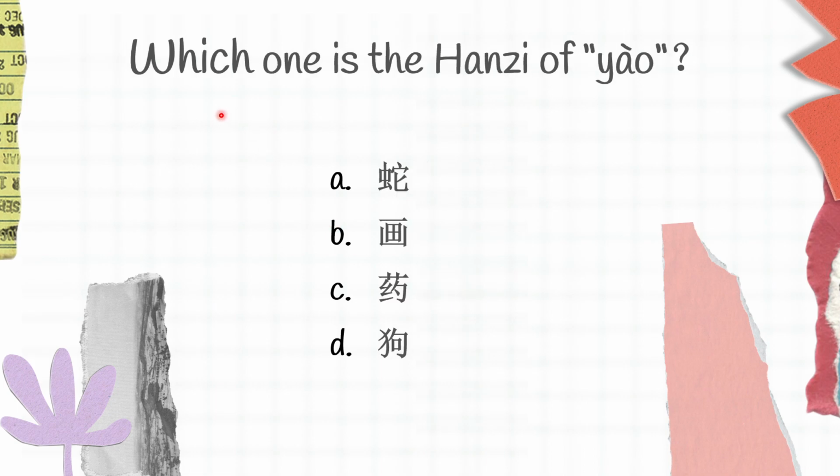Moving on to the next one: which one is the Hanzi of Yao? If you cannot remember, just try to guess first. A is Se, B is Hua, C is Yao, and D is Gao. The correct answer for this question is C, Yao.